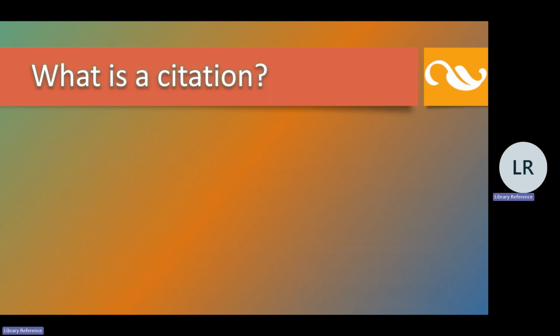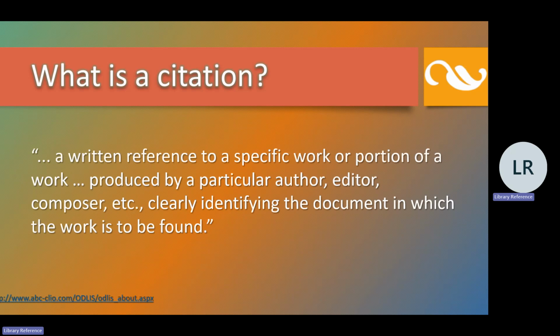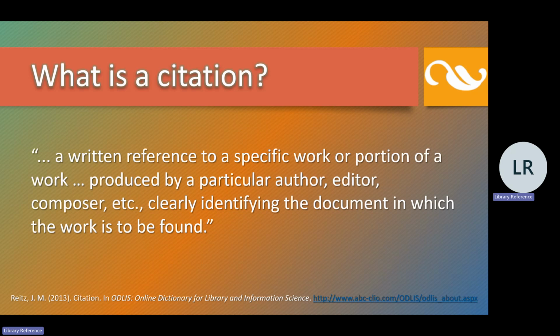Since I mentioned the term citation, let's define what a citation actually is. A citation is a written reference to a specific work or part of it that has been produced, created, written by a particular author, creator, editor, composer. And this written reference clearly identifies where we can find this work.